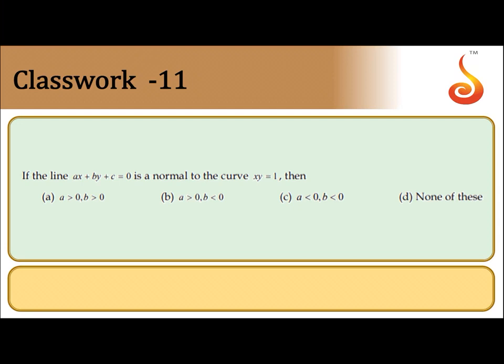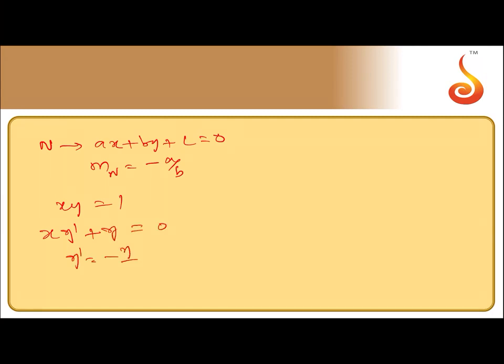Next, if the line ax plus by plus c is equal to 0 is normal to the curve xy is equal to 1, one of the conditions satisfies. The slope of the normal here is minus a by b. Okay, the curve is xy is equal to 1. When you find the derivative, xy dash plus y is equal to 0. So y dash is equal to minus y by x.